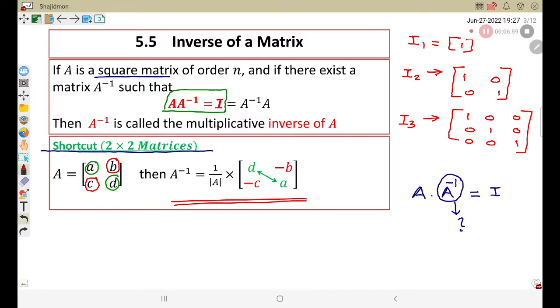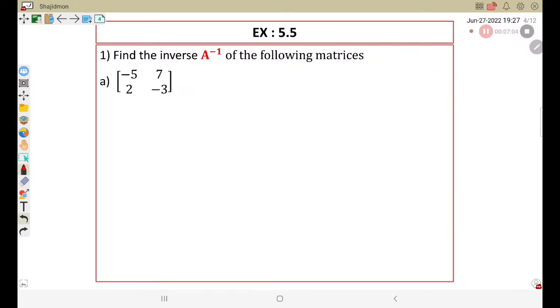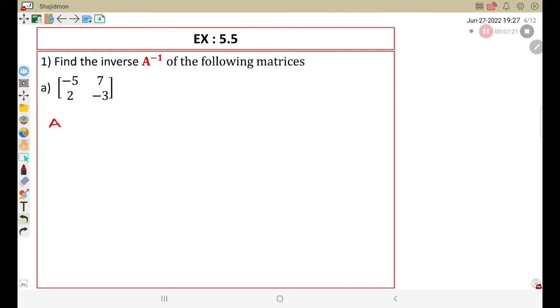Then we will come back to the 3 by 3 after that. So how to find the 2 by 2 matrix inverse? First we will discuss exercise 5.5. Find the inverse, A inverse, of the following matrices. For example, the A matrix is given here. I can take that matrix as A. So A equals the matrix [-5, 7; 2, -3]. This is the A matrix. We need to calculate the A inverse, the multiplicative inverse of the matrix A, correct?